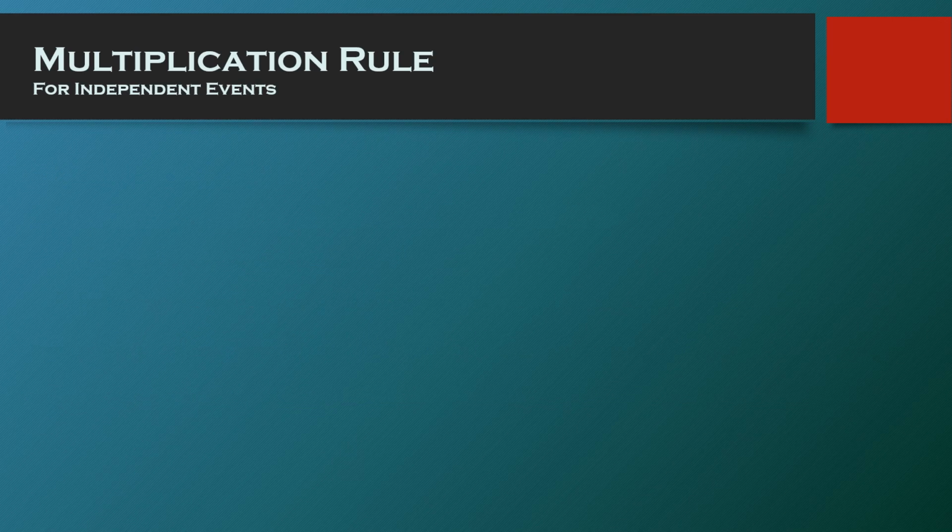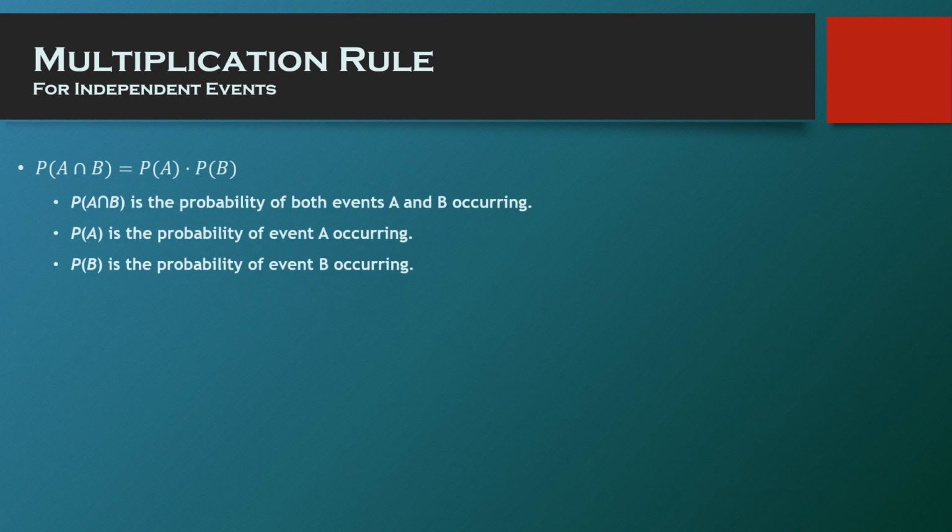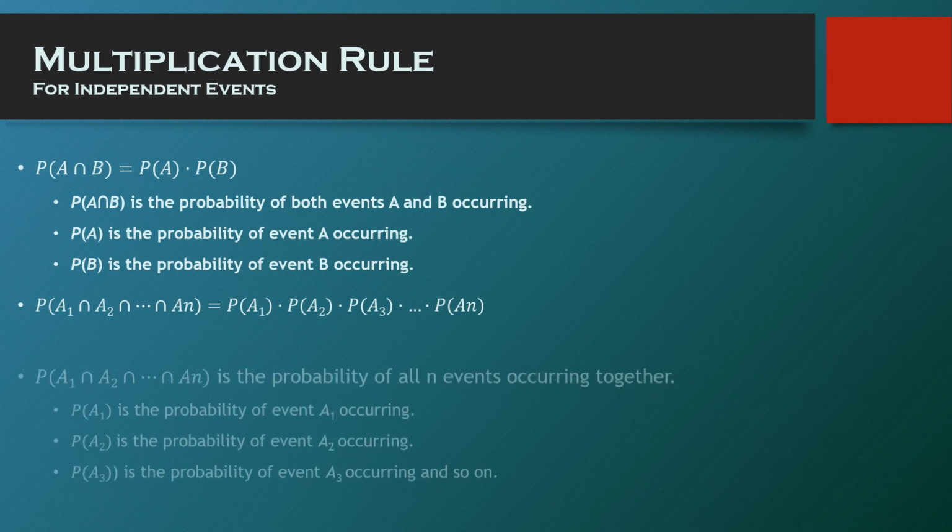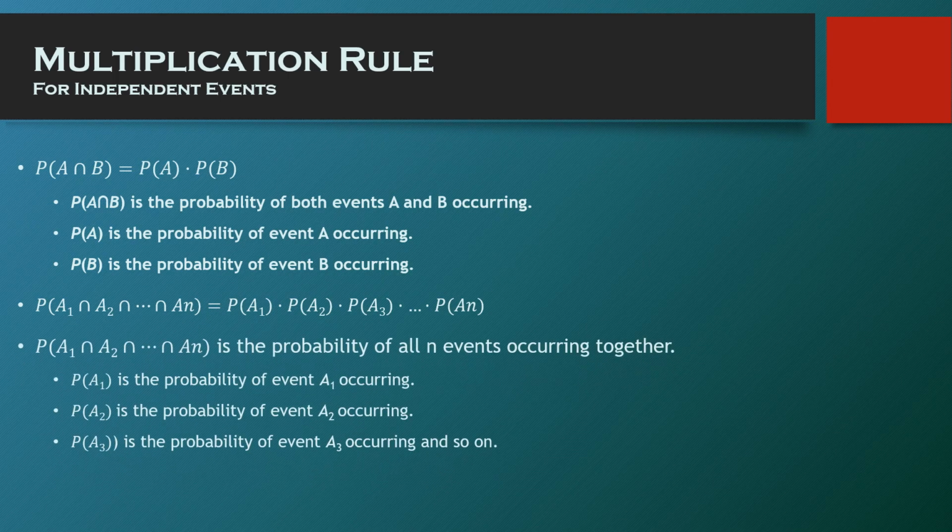For independent events, the probability of occurrence of both the events A and B is equal to the product of the probability of A and the probability of B. Generalization of the multiplication rule for n independent events is given here. The probability of occurrence of n events together is given by this equation, where P of A1 is the probability of event A1 occurring, P of A2 is the probability of event A2 occurring, P of A3 is the probability of event A3 occurring, and so on.